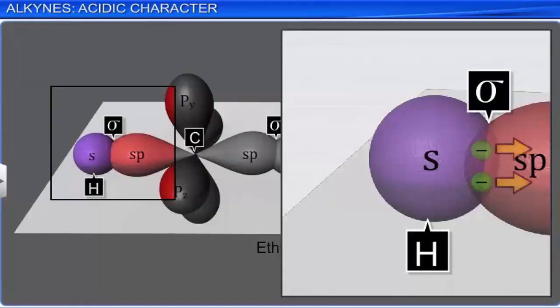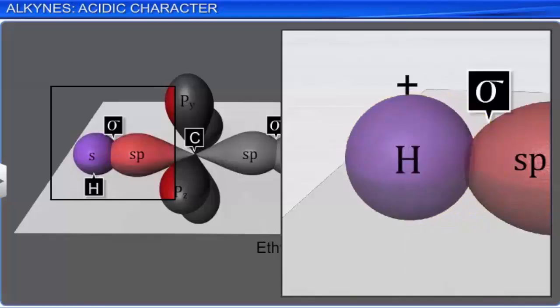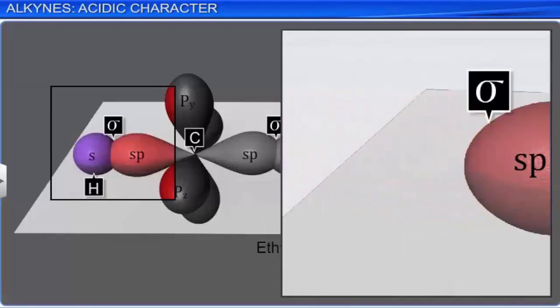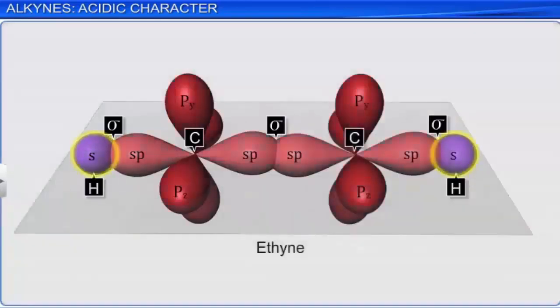Therefore, the hydrogen atoms in ethyne can be liberated easily as protons. This makes the hydrogen atoms of ethyne, which are attached to the triply bonded carbon atom, acidic in nature.